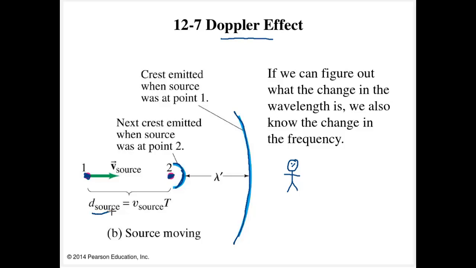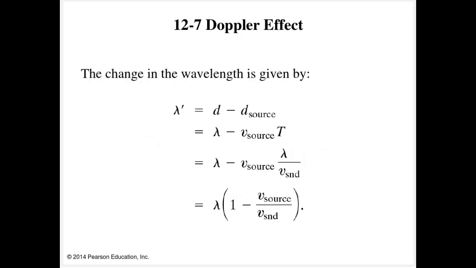We know that the distance that the source has moved is related to its velocity multiplied by the time, and that's going to be the same as this lambda prime, this distance between the two wavefronts. We can figure out what this change in wavelength is by considering the distance between the two pulses. So this is going to be my first pulse and this is going to be my second pulse that's shifted now because the source has moved. So the distance that the first pulse has traveled is going to be the velocity of sound multiplied by the time, or the period of the wave.